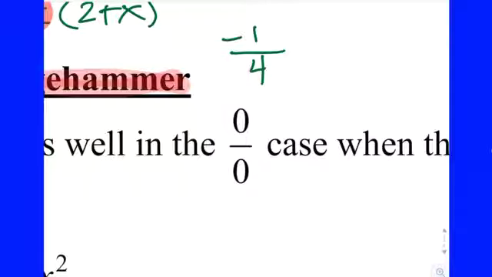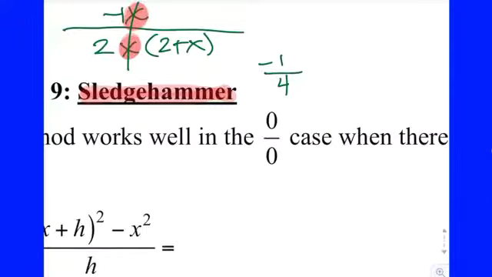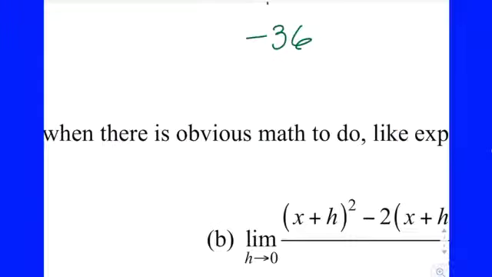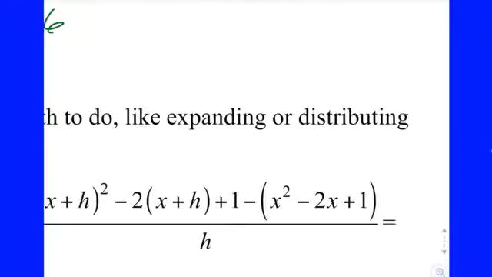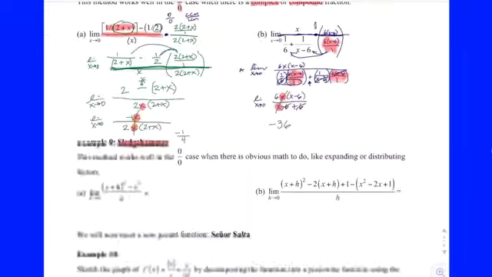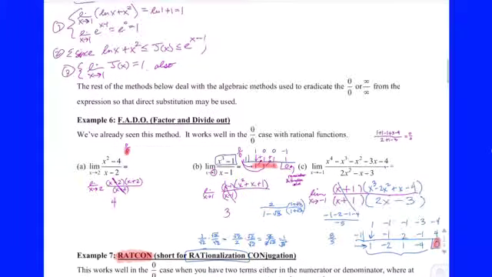So y'all got it. It works well when you get 0 over 0 and when there is obvious math to do. And what do I mean by obvious math? Yeah, expanding things out or distributing, okay? So you've already plugged in. You've already realized that you got 0 over 0. But none of the other methods that we've worked so far work.